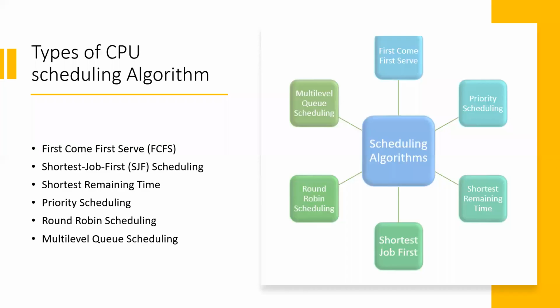Now, we have the types of CPU scheduling algorithms. And as what we have: FCFS, SJF, SRT, PS, RRS, and MLQS.